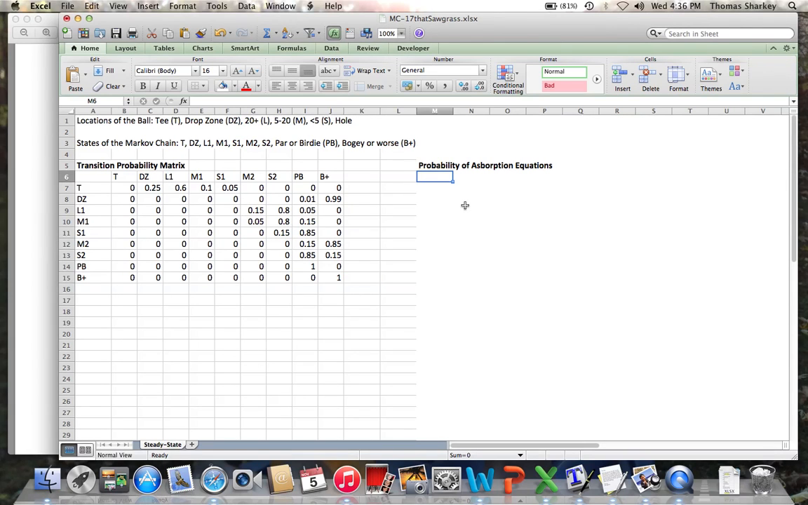start writing them out. So remember, we define F to be the probability that I start in state T and end up being absorbed by the par birdie or par or better state. And the way we can calculate this, or the way the equation is defined for this probability, is that we look at all the possible transitions out of the T state, and we basically know that we have to transition out of the T state. We end up in another state, and then from that state, we have a probability of ending up in the PB state. So let's start constructing this.